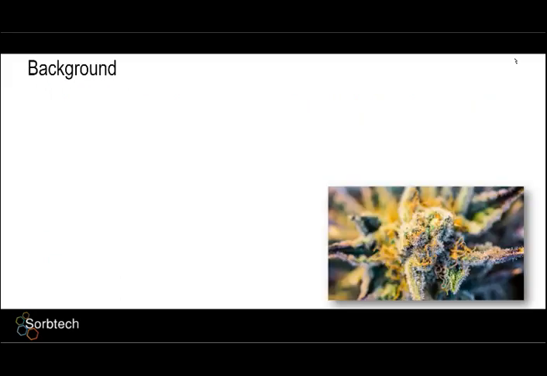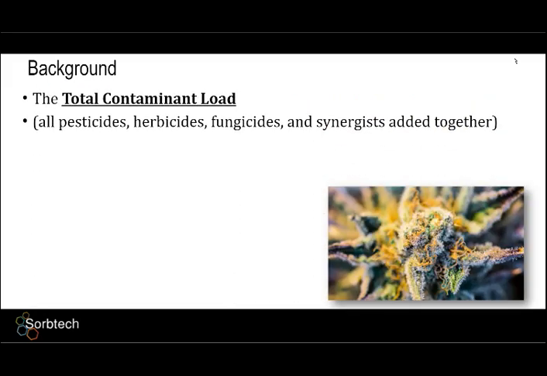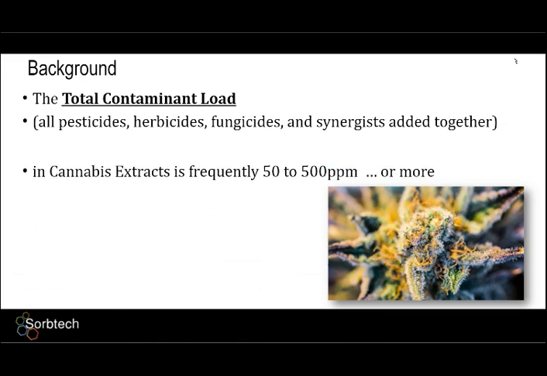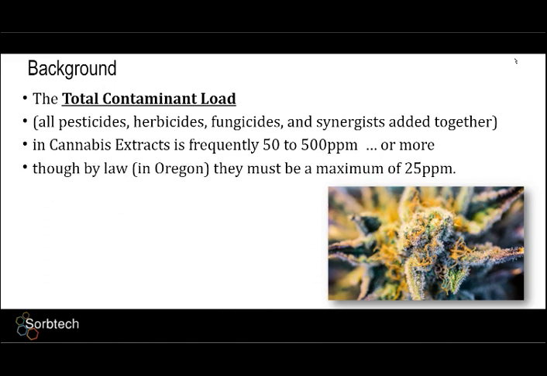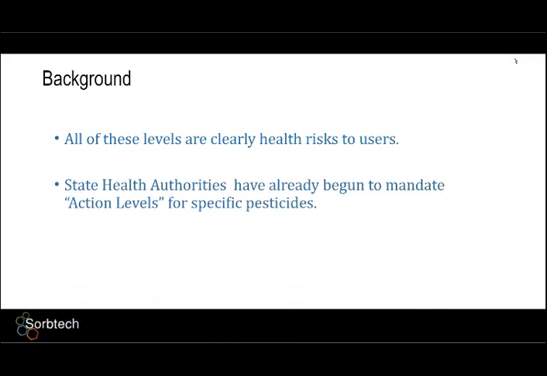Now I usually refer to the total contaminant load, which is everything added together, which we're frequently finding at 50 to 500 ppm. By law in Oregon, if you add all those 59 contaminants together, the maximum can be as much as 25 ppm, which is still high in my opinion, but that's the law for the time being. All of these levels are clearly health risks to users. It would be best if we could just get rid of all of them, which is my goal overall.